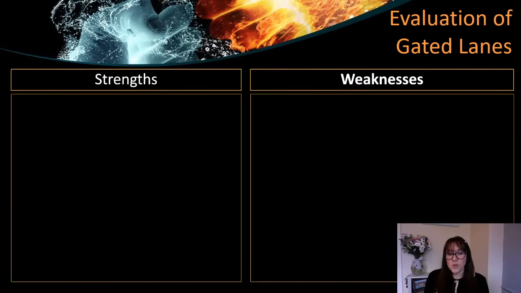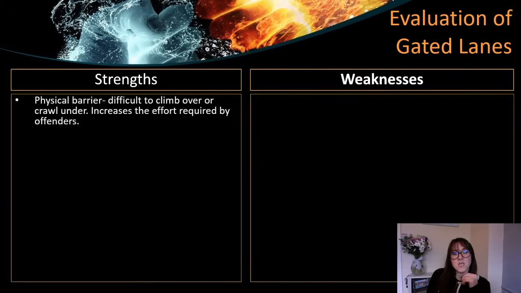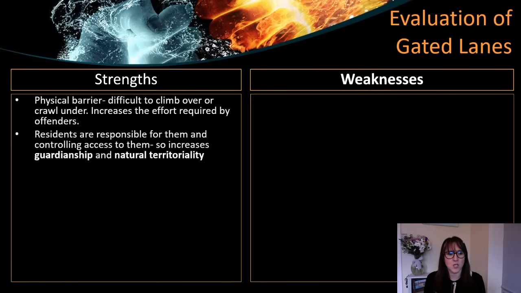So those are a few things it prevents, which goes into the strengths then of gated lanes. It is a physical barrier. It becomes difficult to climb over or crawl under, so it increases the effort required. So if, again, it's not easy to commit the crime, they'll just find an easier spot. So they'll find the alleyway that hasn't got a gate rather than try and get through or over or under the area that does have a gate.